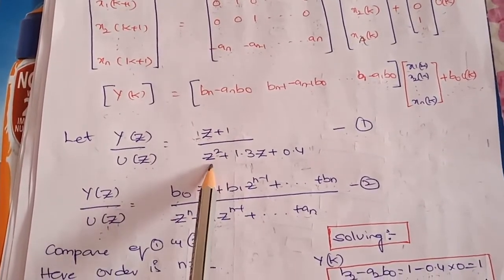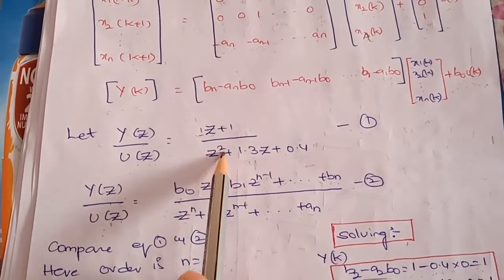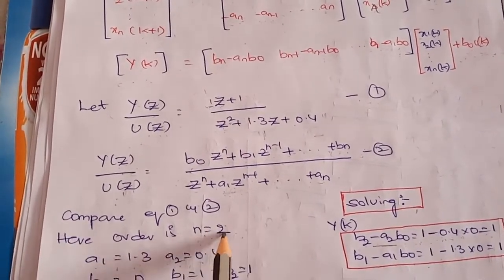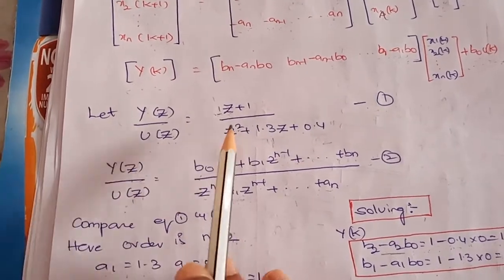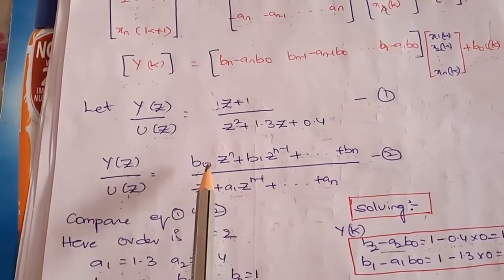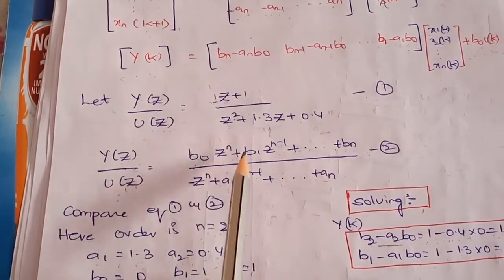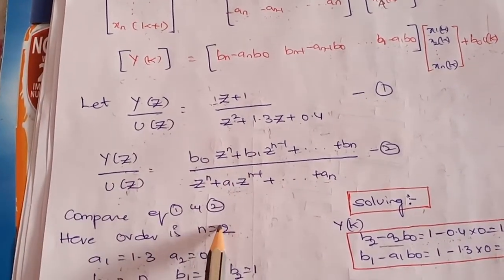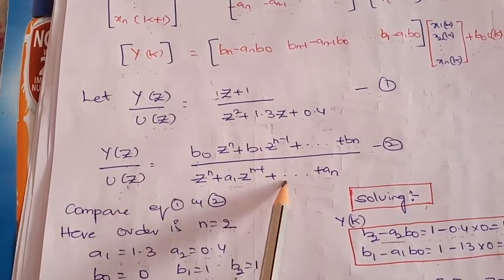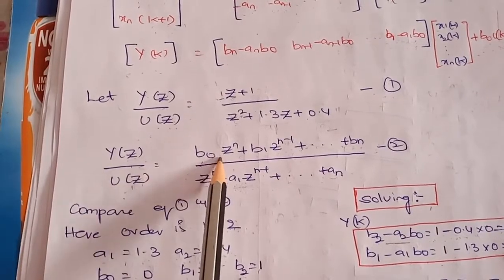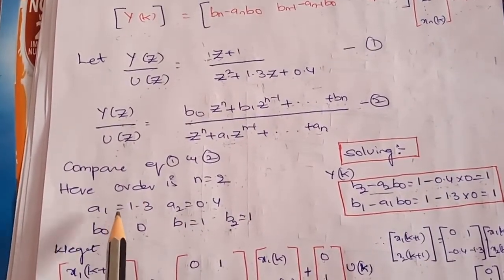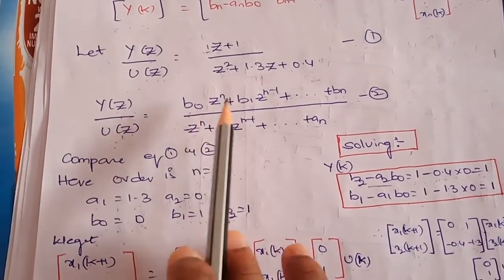In the given question, the order is 2, since the power of z is 2. So write down that the order is n equals 2. Whenever the order is 2, in the denominator you need to find the values of a1 and a2, and in the numerator you have to find b0, b1 and b2. Suppose n equals 3, then in the denominator you find a1, a2, a3, and in the numerator b0, b1, b2, b3. In this way, we have to find a1, a2 as well as b0, b1 and b2.